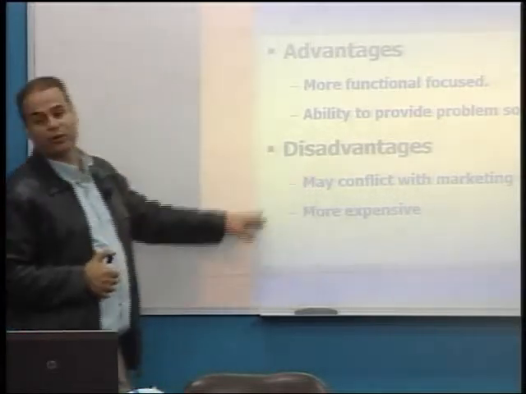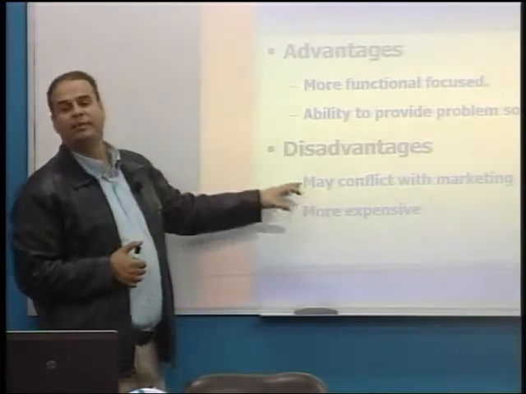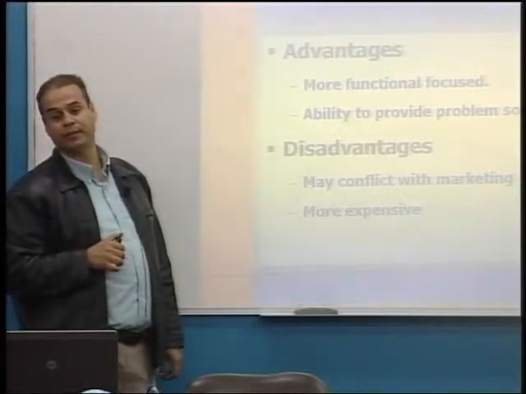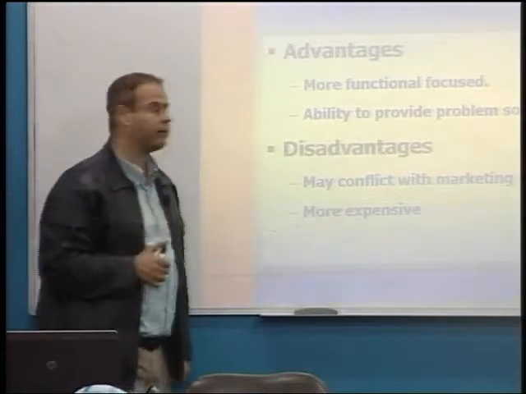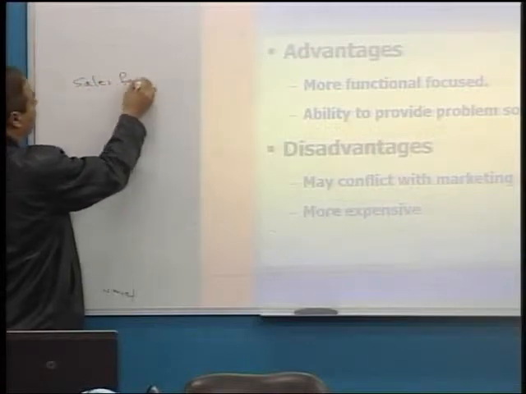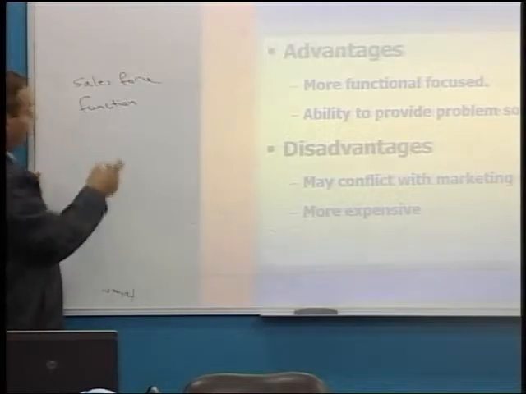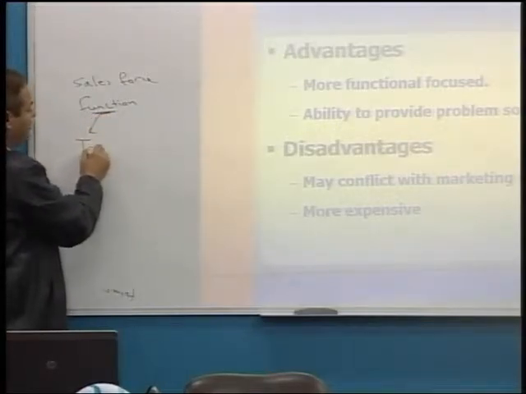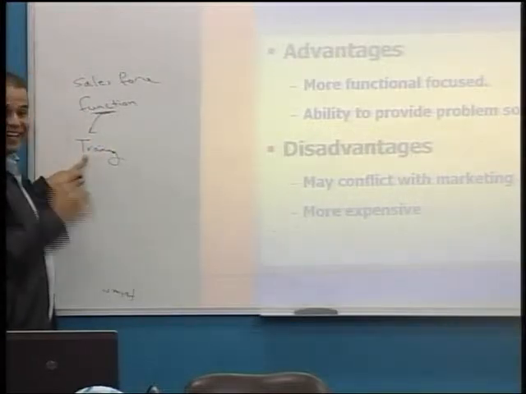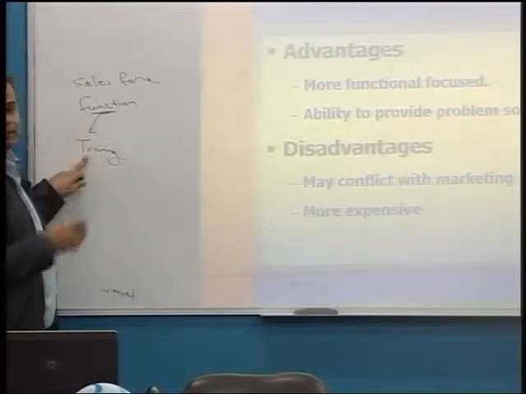But on the other hand, we are talking about disadvantages also. The biggest disadvantage is the following. It may conflict with the personal staff members who are working in marketing. Somebody is going to say, how? Look at here. If we are going to organize our sales force according to the functional model, one of the functions might be, for example, training. In other words, we are referring to the salespersons who are training the customers how to perform or deal with an instrument or good or product.